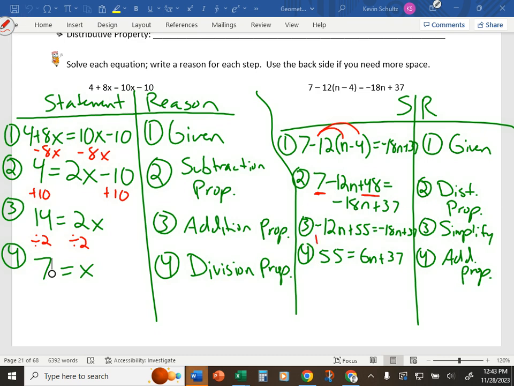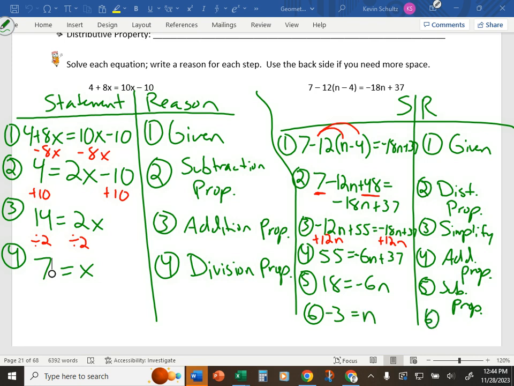Wouldn't it still be a negative 6 though? Yes, it would. Sorry. Negative 6n. Whoopsie-doo. Don't have time for the song. Carry on. Then we would subtract 37 from both sides. 18 equals negative 6n, because of the subtraction property. And finally divide both sides by negative 6 to get a value of negative 3 because of the division property.